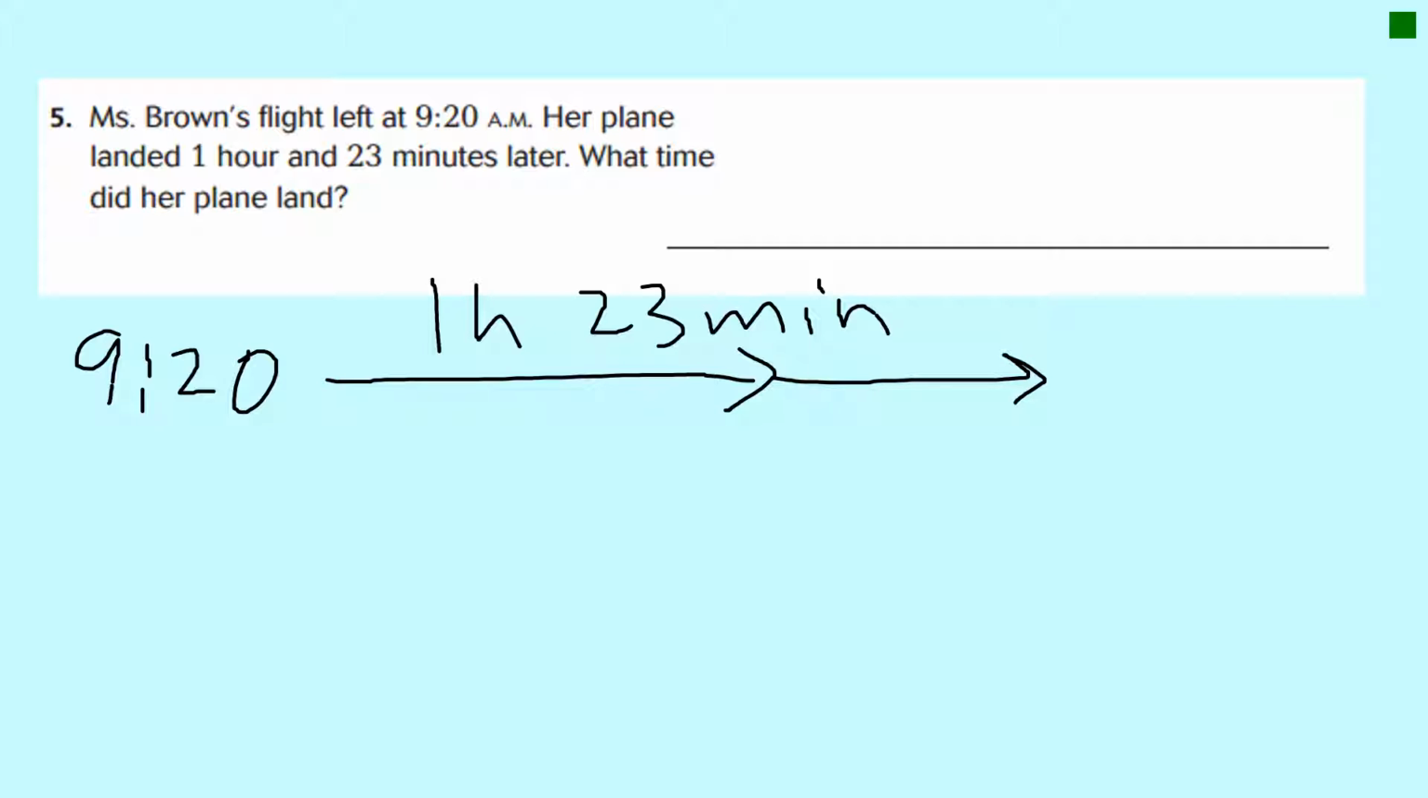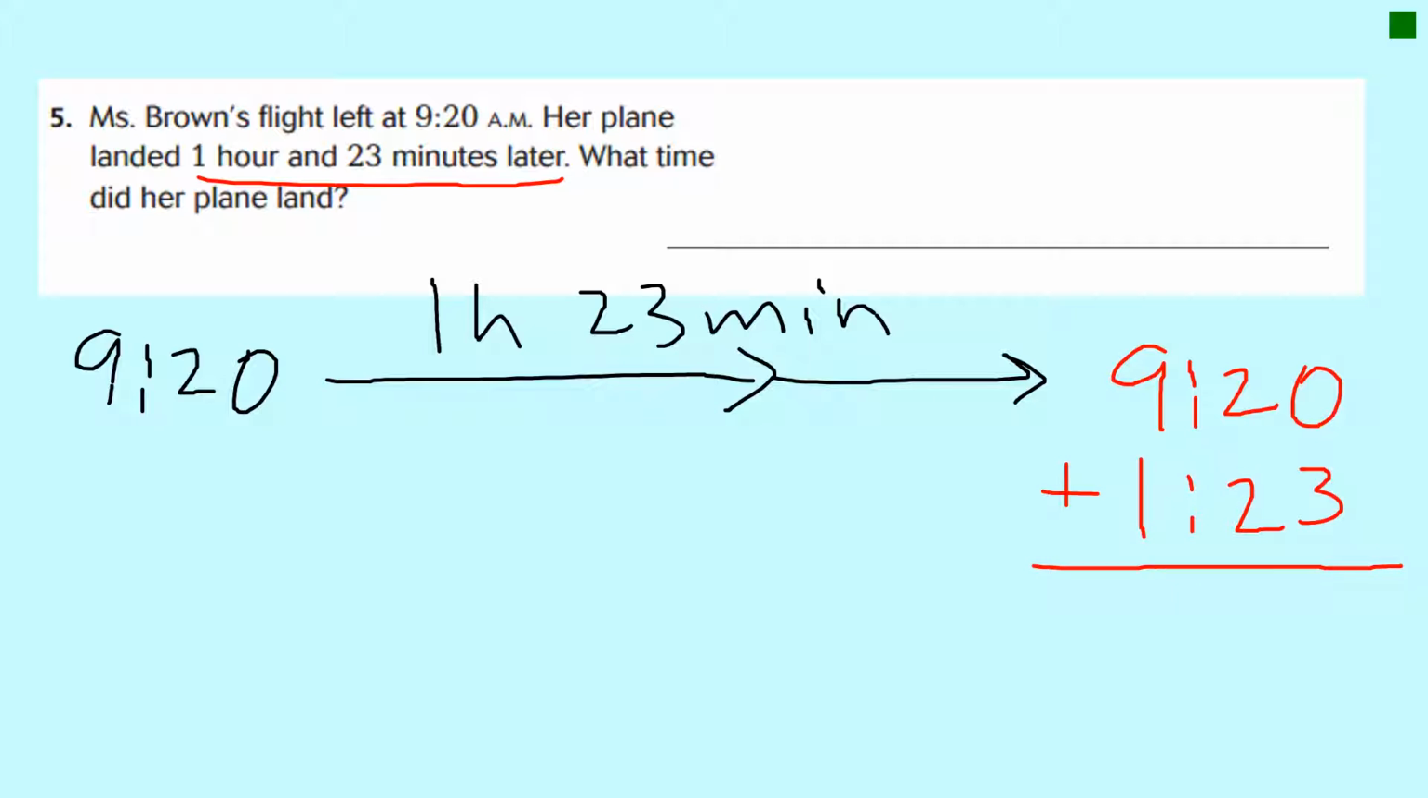So let's do the addition over here. 9:20. How long was her flight? An hour and 23 minutes, plus 1 hour and 23. So 3 plus 0 is 3. 2 plus 2 is 4. 10. So her flight landed at 10:43.